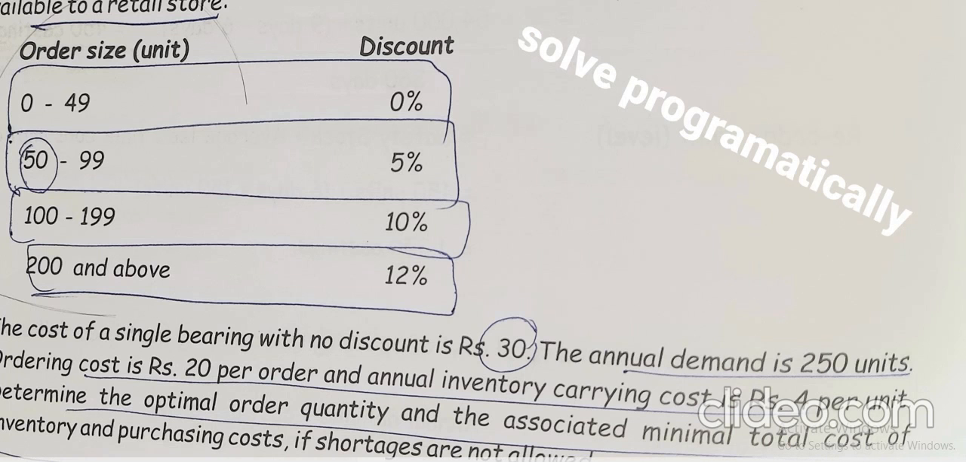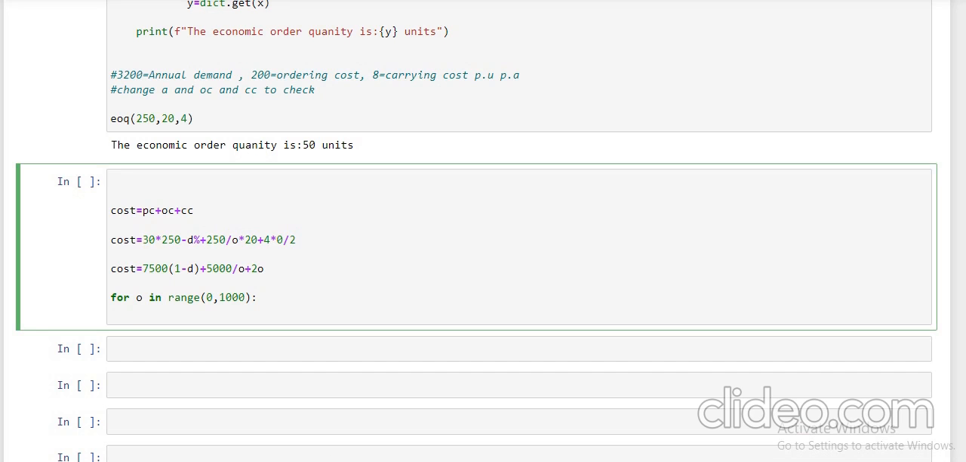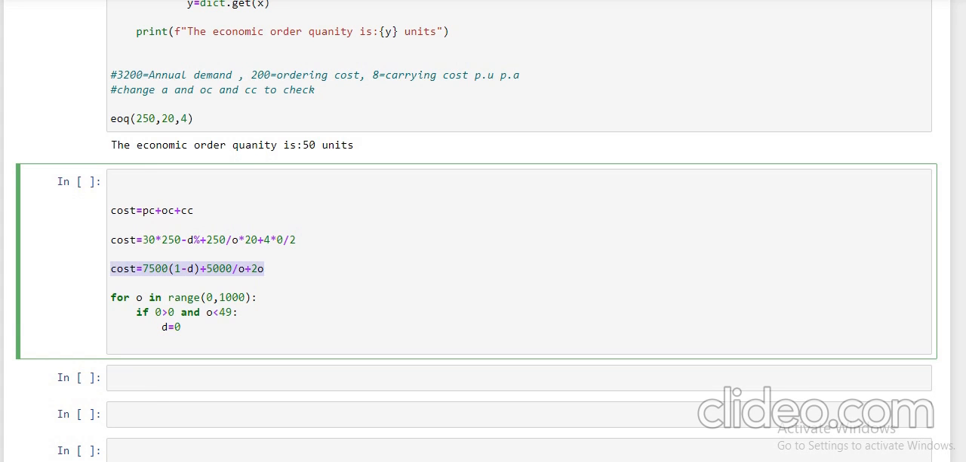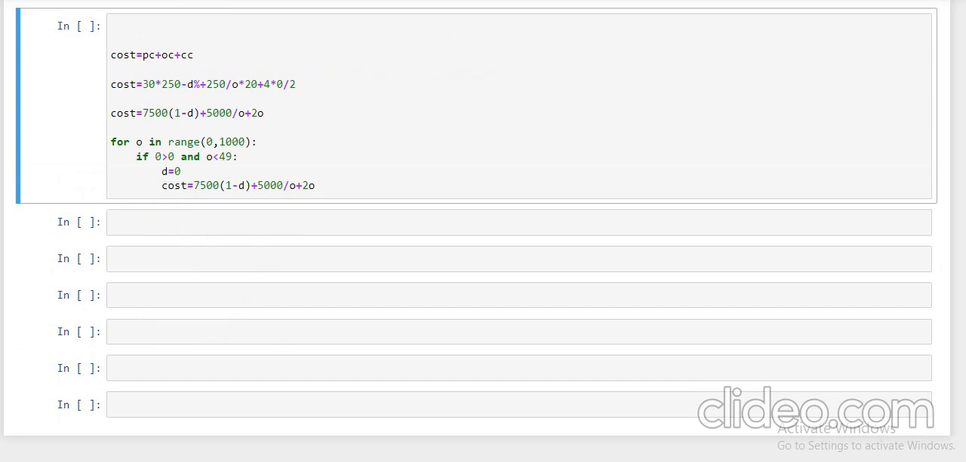So we will just write logic for that: if O is greater than 0 and O is less than 49, then take D equals 0, and compute cost. Now just copy paste cost. We have to do nothing to change this. Now remember this multiplication; we have to explicitly do 2 times O.